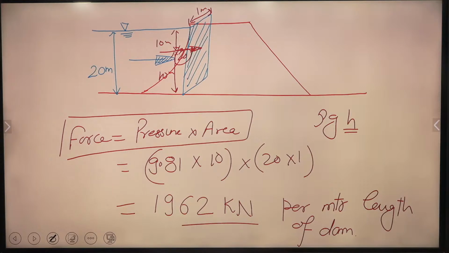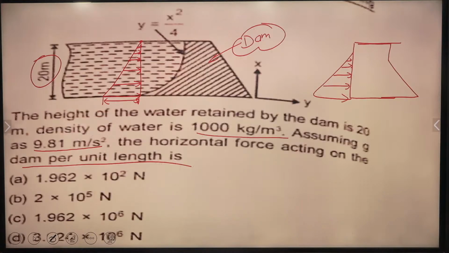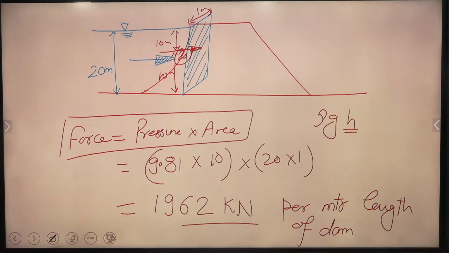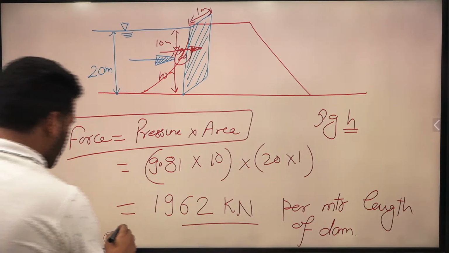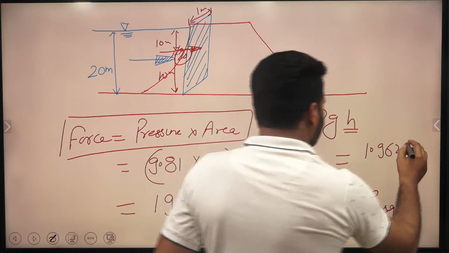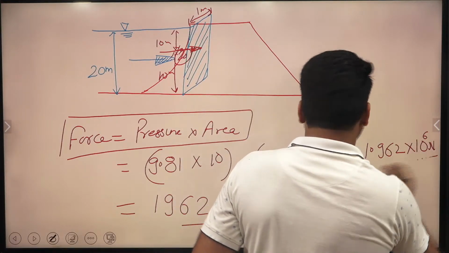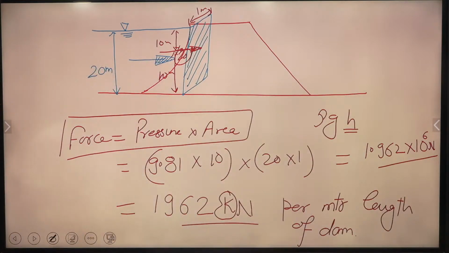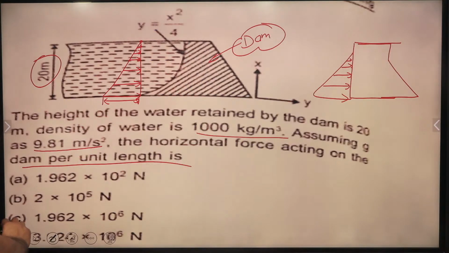Is this question clear to all or not? So basically he is asking in Newton, so we frame the answer in kilonewton. So what is our answer? If we write 1.962, then since it is already kilo, 10 to the power 3 in terms of Newton, it becomes 1.962 into 10 to the power 6. Yes, option C will be the answer.